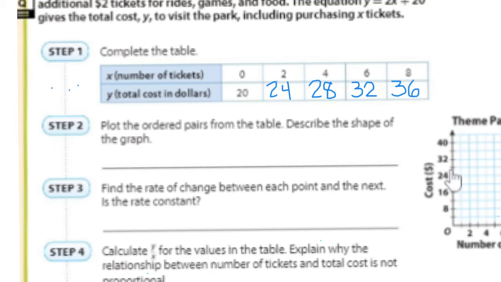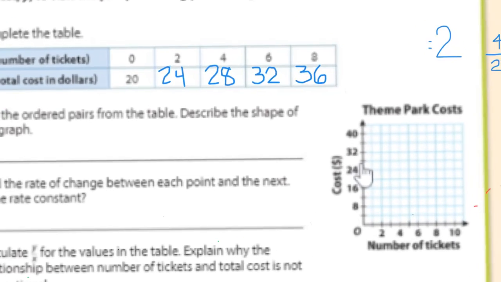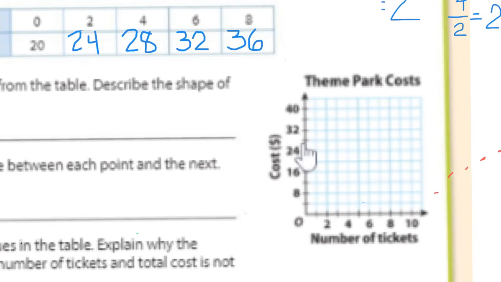Step 2, plot the ordered pairs from the table. Describe the shape of the graph. So let's do the first sentence. Plot these ordered pairs onto our graph. Okay, move over. There you go. Oh, I got some old work up here I better get rid of.